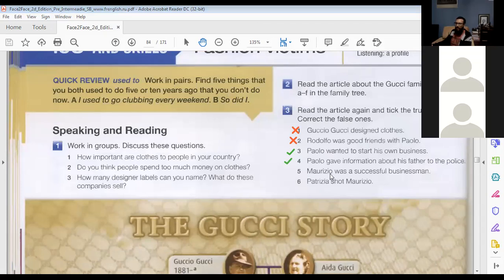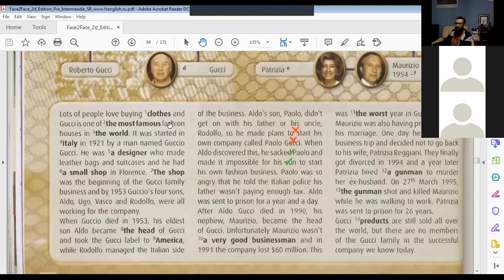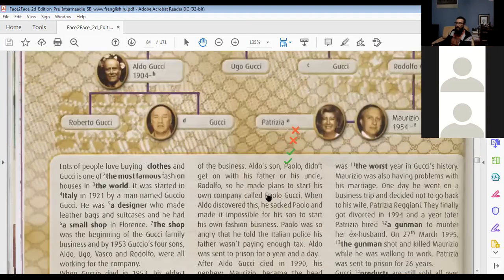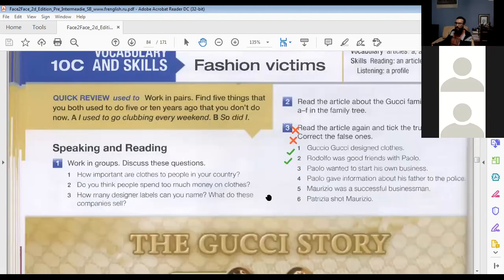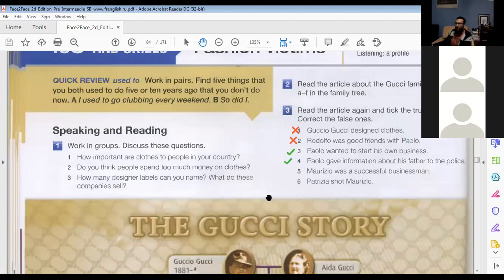Okay, then it says Maurizio was a successful businessman. Is this true? Was he a successful businessman, Maurizio? False. He was actually a very bad businessman, right? How much money did the company lose that year? 60 million. That's a huge amount of money. So he was a bad businessman.